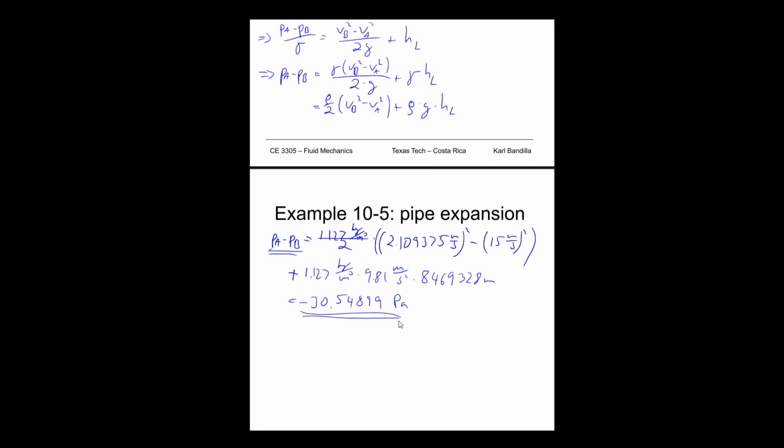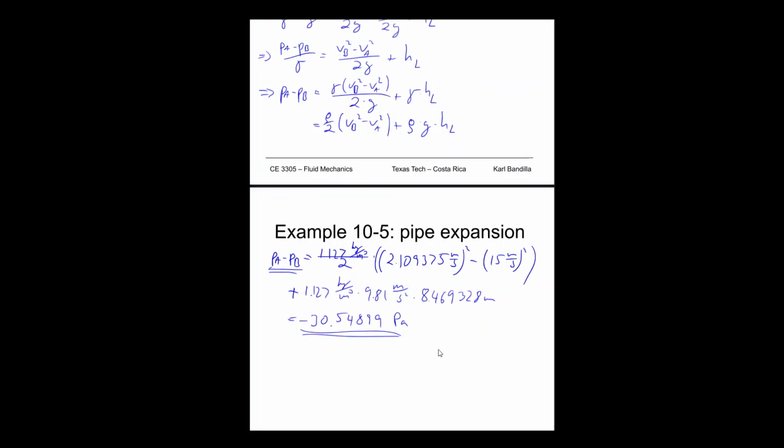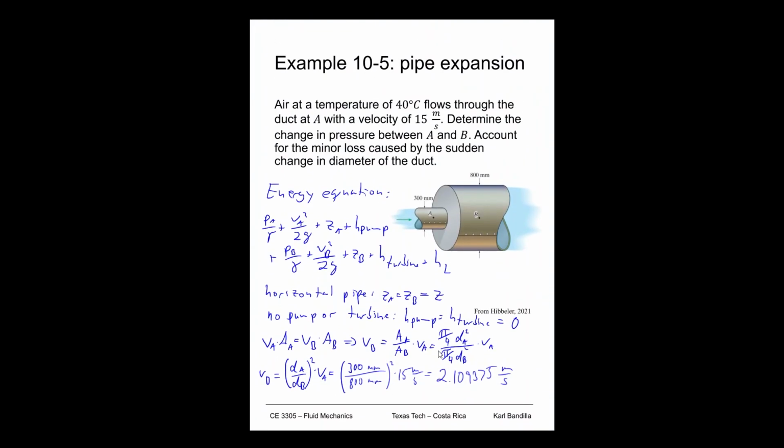All right, so we can see that the pressure at B is actually slightly larger than at A. That's because we get this big change in velocity. So that's the reason why we get that change.